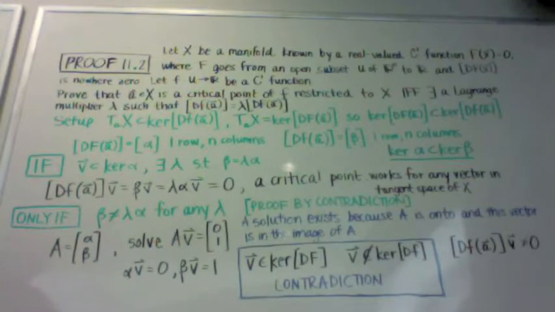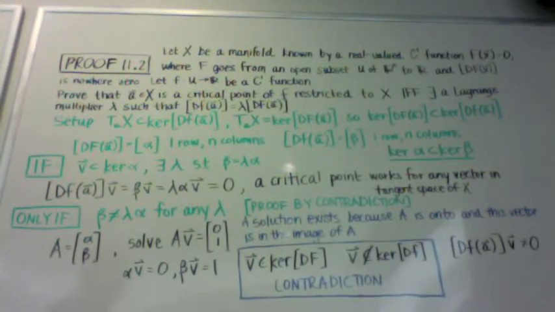Let X be a manifold defined by a real valued C1 function, capital F, which is our constraint function, where capital F goes from an open subset U of R^n to R, and dF, the Jacobian of the constraint function, is nowhere 0. Let little f, which is going to be our optimizing function, go from U to R via a C1 function. The fact that I called big F the constraint function and little f the optimizing function should sort of ground you a bit in Lagrange multiplier lingo.